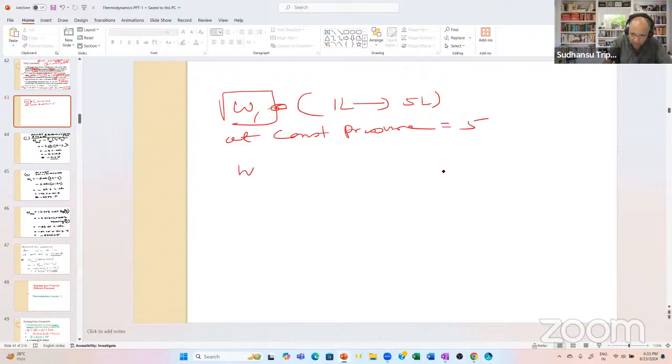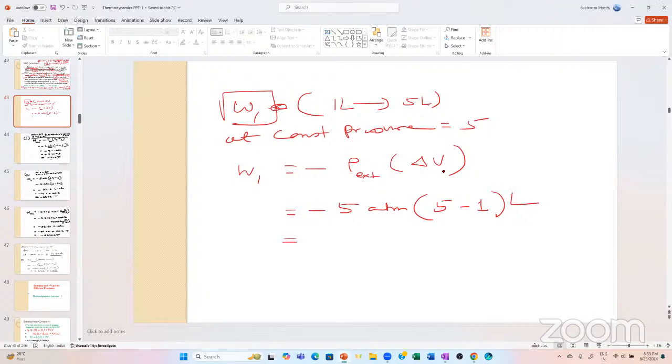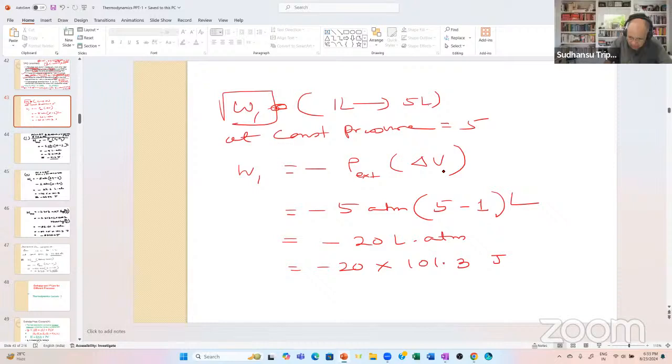So W1 is equal to minus P external into delta V, which is minus 5 atm into the final volume 5 minus the initial volume 1. So minus 20 atm liter, which is equal to minus 2026 joules.